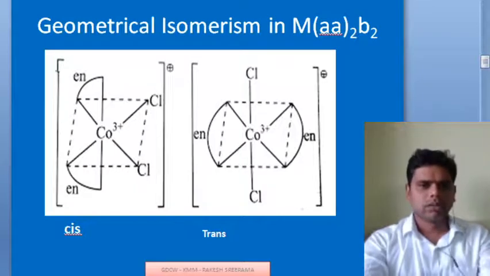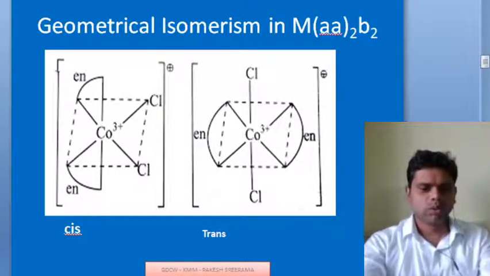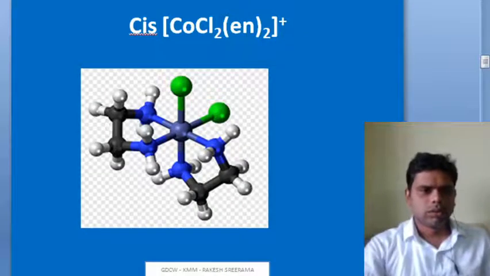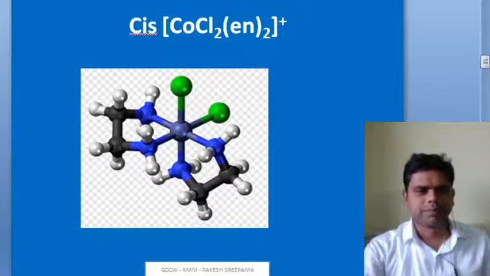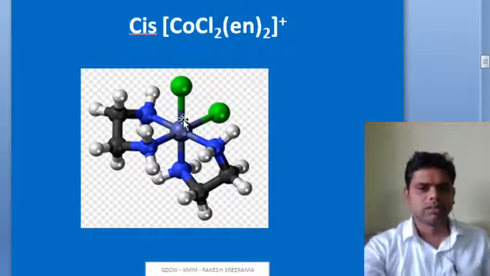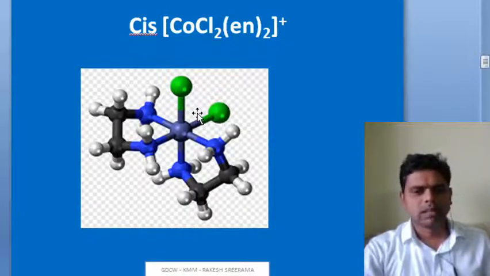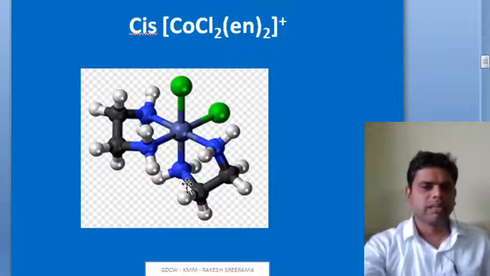Okay, so let us move to the next example, or else have a look at the ball and stick model in this case. The green balls indicate chloride ions. By looking at that, the two chloride ions are at a 90 degrees angle of separation, so the least angle of separation. So you can say that is a cis isomer. And this is what? Ethylene diamine.